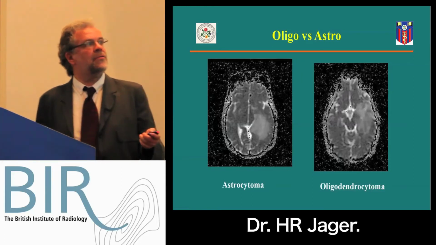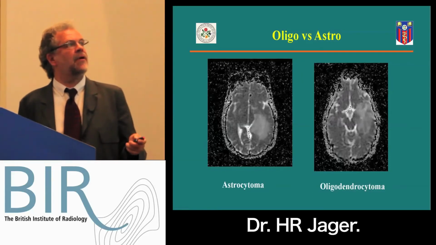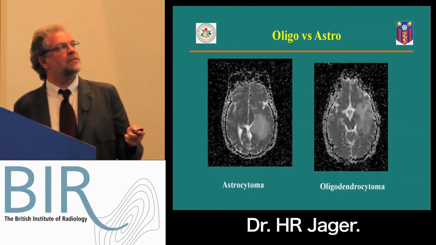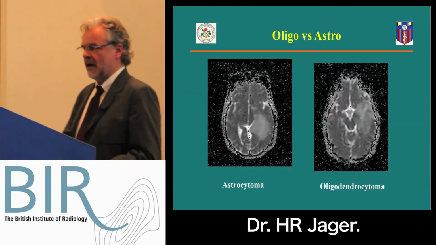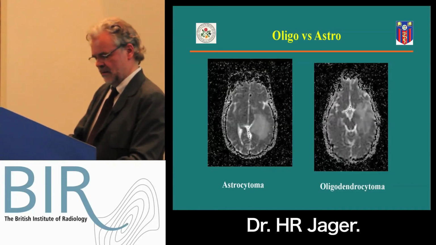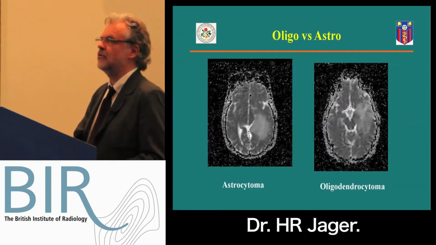And we found, if you look at the whole brain ADC histograms, this is normal brain. The oligos are shifting more towards the normal, and the astros are higher. And using appropriate cutoffs, you could actually differentiate histologically which was likely to be.